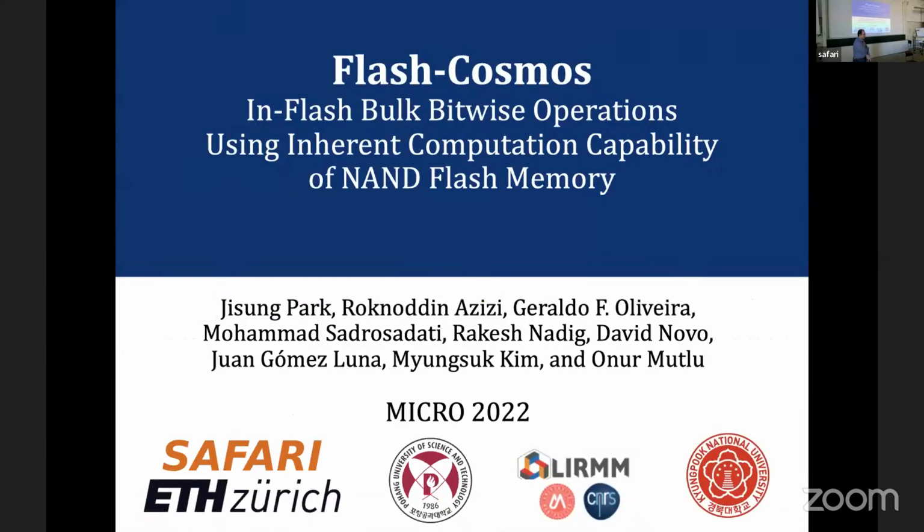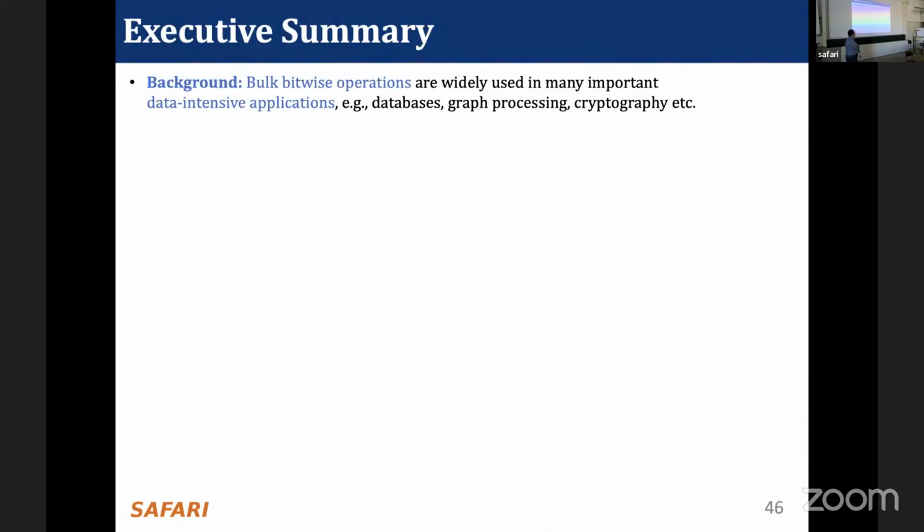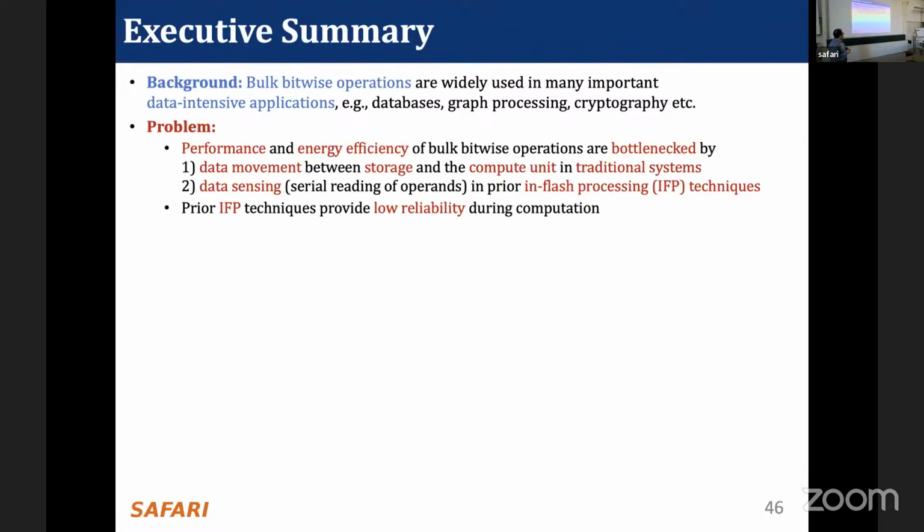Good to go? Good. So yeah, this is Flash Cosmos: in-flash bulk bitwise operations using the inherent computation capability of NAND flash memory. I will start with a short executive summary. The background is that bulk bitwise operations are widely used in many important data-intensive applications like databases, graph processing, cryptography, etc. The problem is that the performance and energy efficiency of bulk bitwise operations are bottlenecked by data movement between storage and the compute unit in traditional systems, and also data sensing.